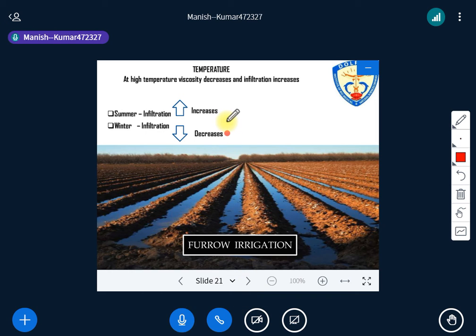Now the temperature, you can easily understand that. Temperature means at high temperature viscosity decreases and infiltration increases, isn't it? I hope most of you have already studied this term viscosity in physics. So can anyone say what is viscosity? What do you understand by viscosity? Because we have just passed 10 plus 2, so in physics we have studied this term. What do you mean by viscosity?